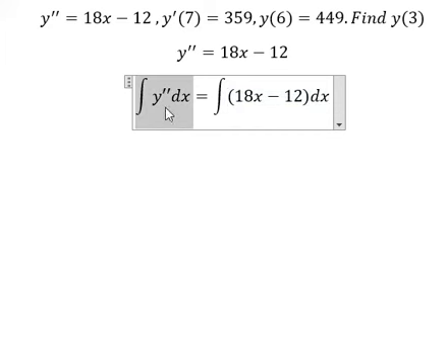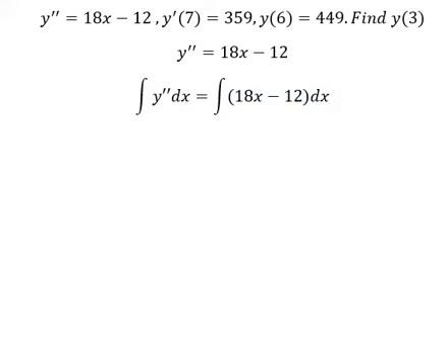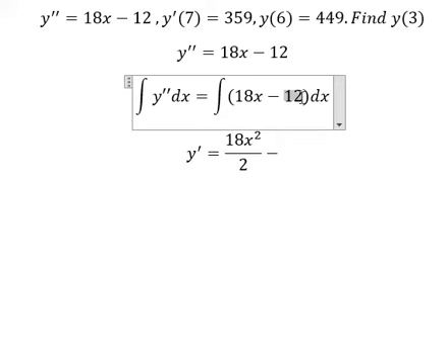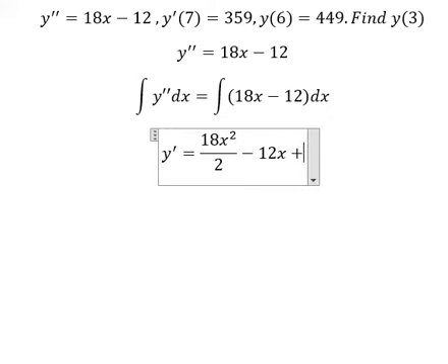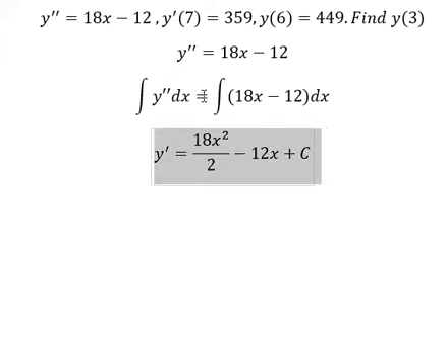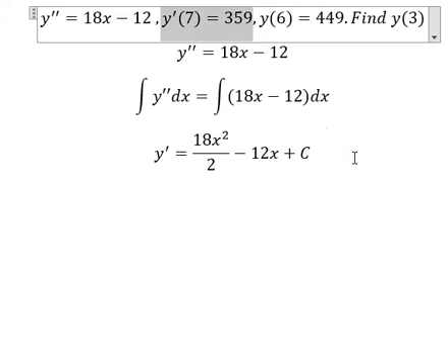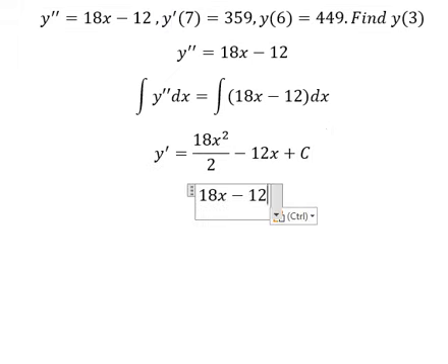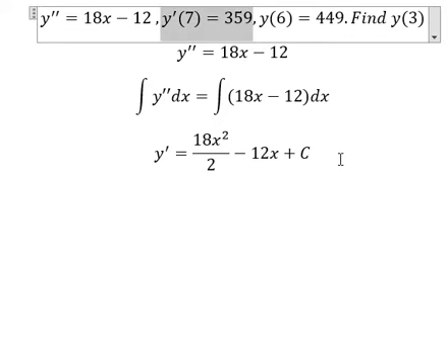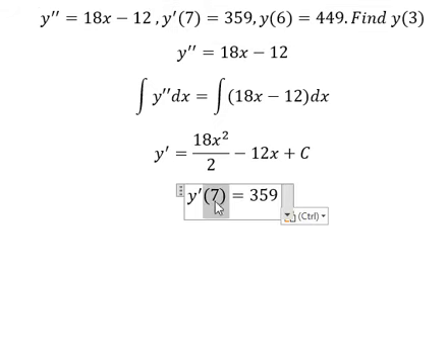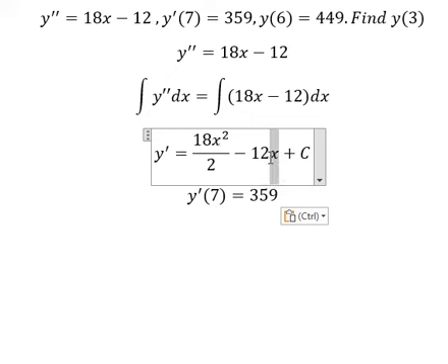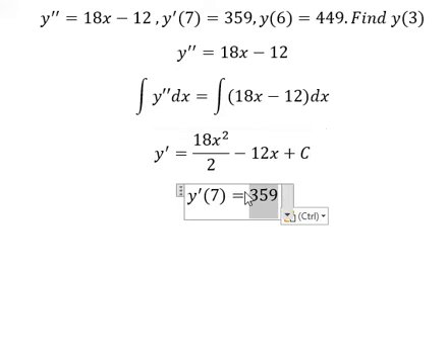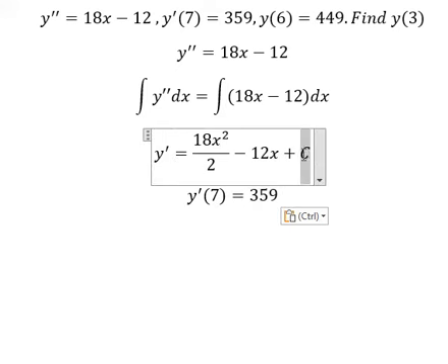So this one, we have the first derivative of the function. The integration of s, we have s squared over 2. The integration of number 12, we have 12s, and I will put c. Now we have the condition in here. When I put number 7 going here, we have 359 over there. So we can find the value of c.